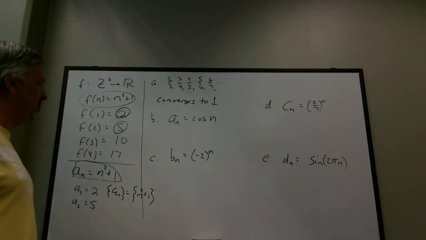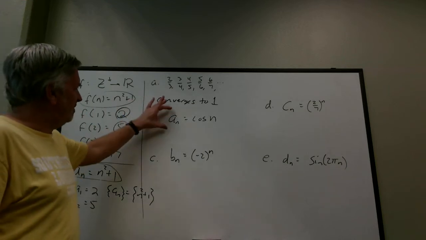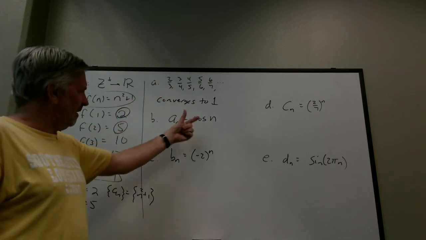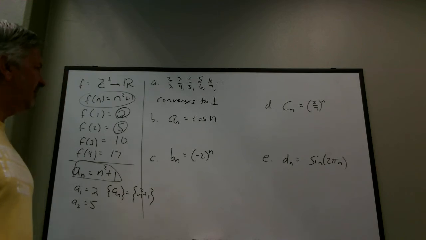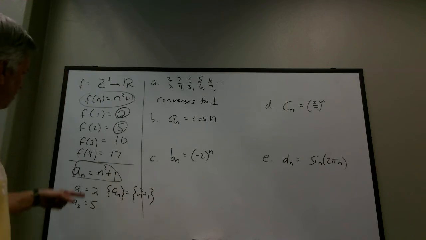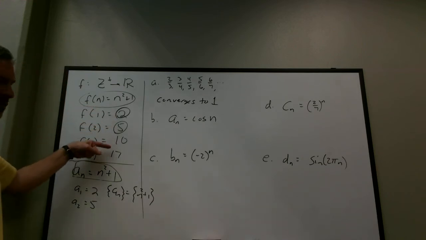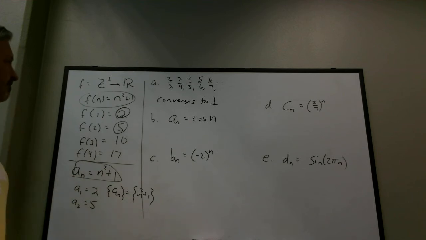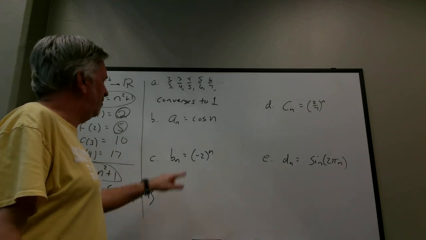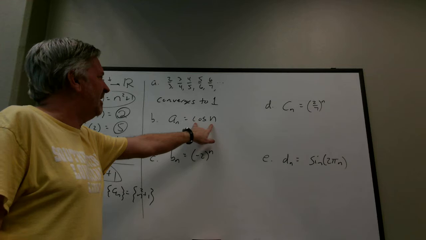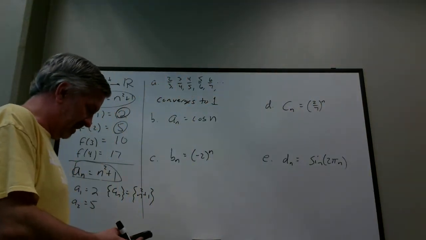Now, what about example B? I've called this sequence a sub n is cosine n. Now, if you don't have a good feeling, what could you do? You could do like I did here and just write the first few terms. And remember, when you see this, we're using radians. Why don't we list a couple of terms here to see what's going on?